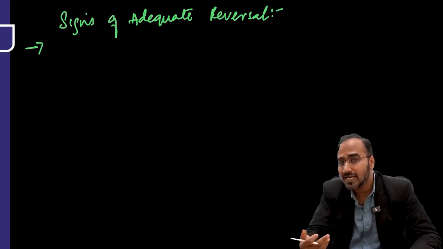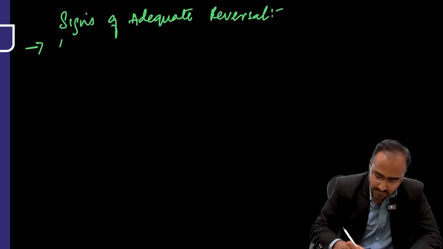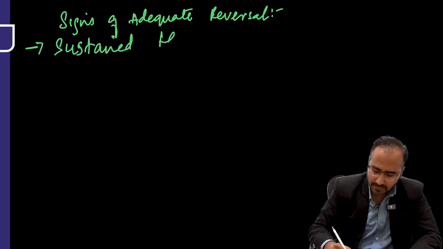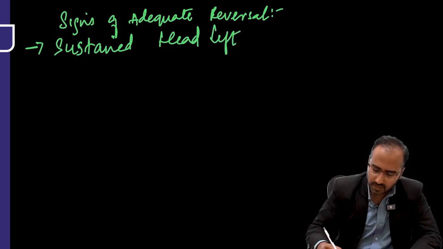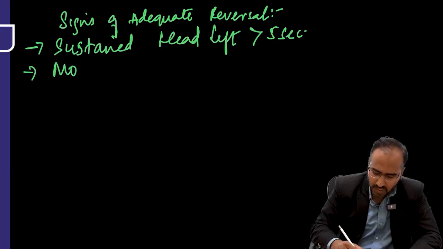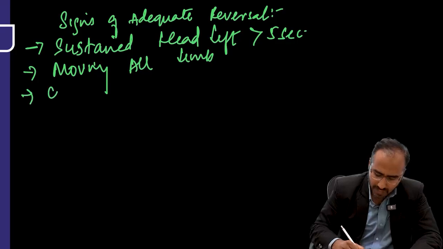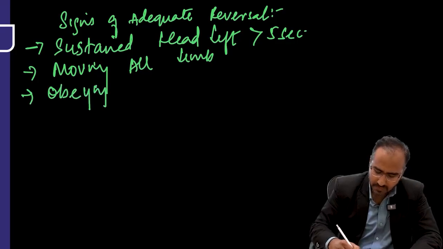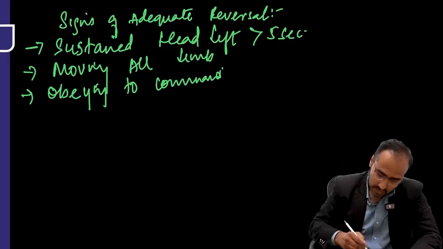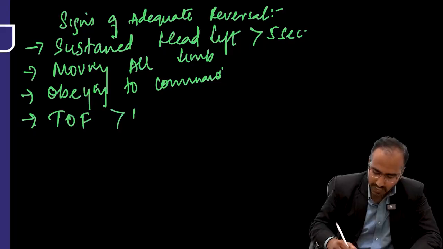Or if you check a Train-of-four ratio that comes as more than 0.9. Remember, guys? Signs of adequate reversal. The best sign is sustained head lift for more than 5 seconds. Next, moving all limbs. Next, obeying commands. Next, Train-of-four ratio more than 0.9.